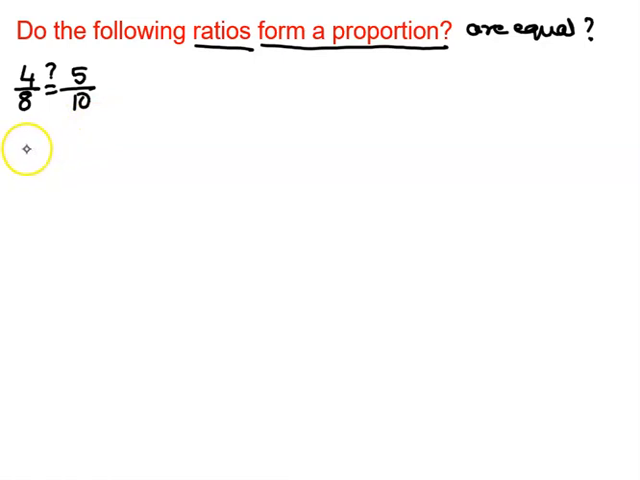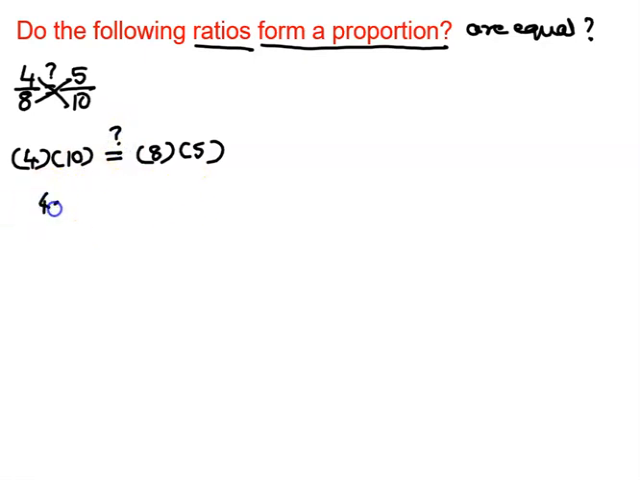The easiest way to check if the two ratios are in proportion is to multiply the numerator of the first one and the denominator of the second one, and vice versa. So you're going to multiply 4 and 10, and you're going to multiply 8 and 5. Let's do that. 4 times 10 and 8 times 5. And we'll check if these two are equal or not.